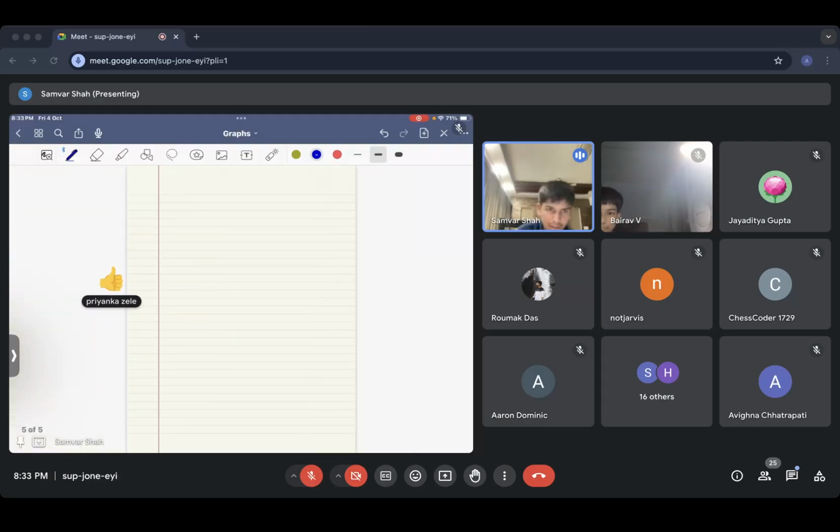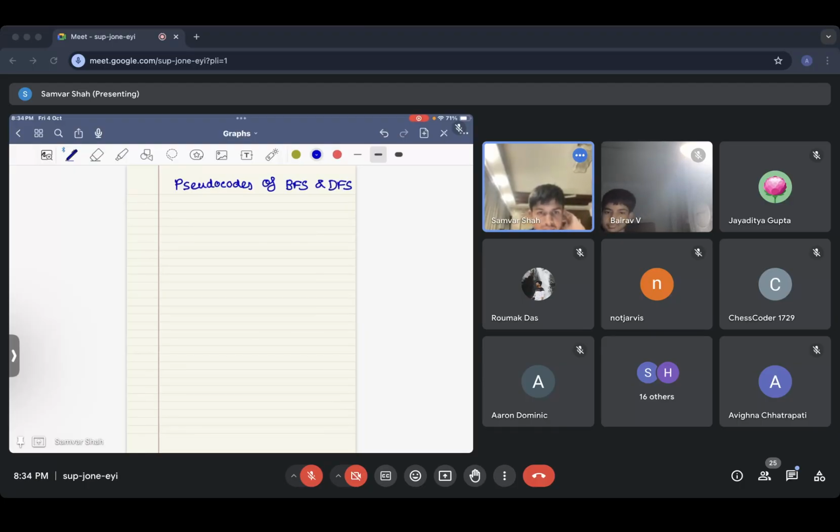So moving back to pseudocodes of BFS, DFS. Okay. So we define DFS on a graph with a source as follows. So I'm going to write the pseudocode quickly, so that will give everyone some time to go over it, and then we can discuss the pseudocode.